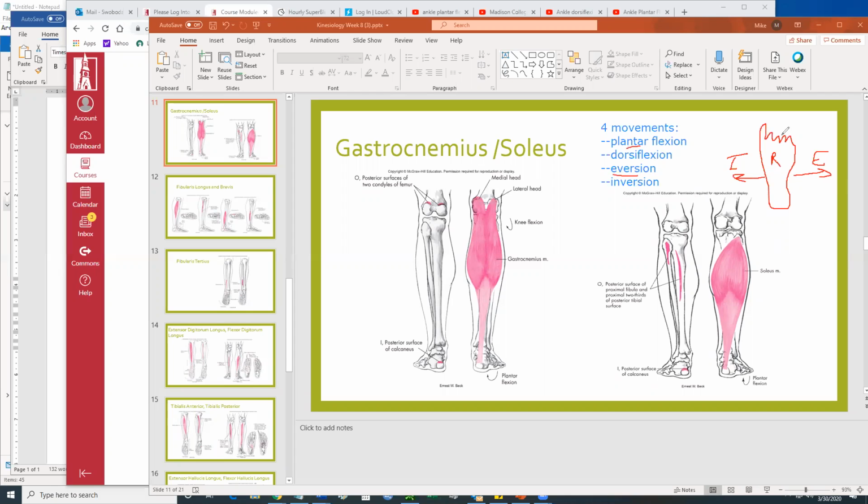Plantar flexion means that I go down on my toes. So my toes will touch the ground, my heel will be off the ground. And dorsiflexion means my toes come off the ground and my heel stays on the ground.